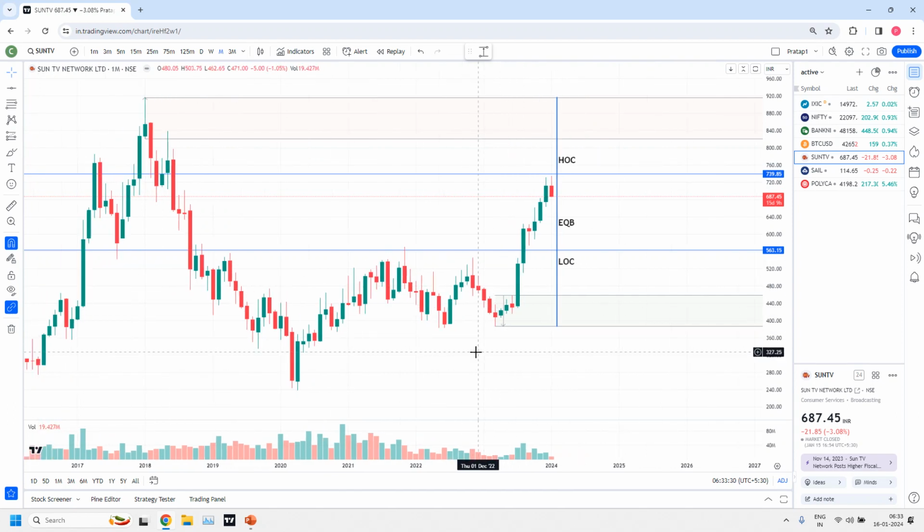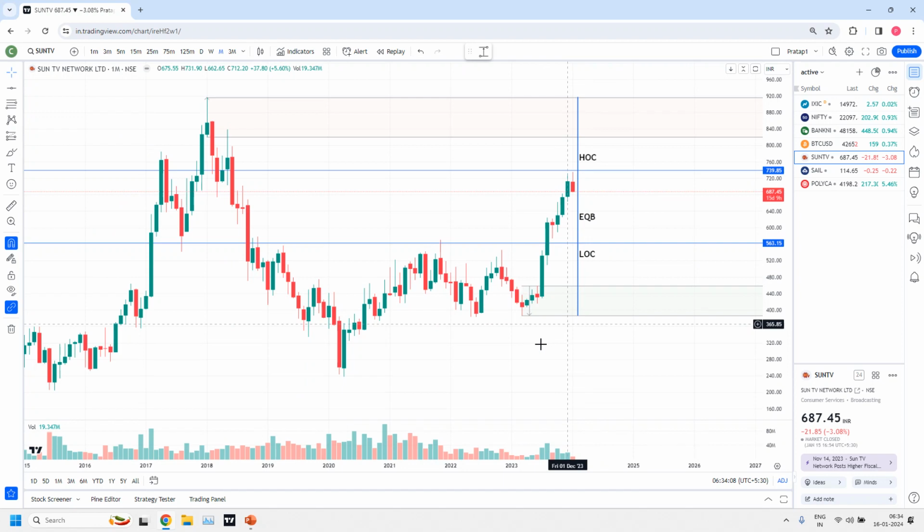So what is the primary purpose of monthly supply and demand zones? The primary purpose is identifying the locations. You already learned this: from the distal line of the monthly supply zone to the distal line of the monthly demand zone, you divide into 3 equal parts. One is low on the curve, another one is equilibrium, and another one is high on the curve. So we have already divided into 3 parts. You already did this exercise earlier. That is one purpose, marking the locations.